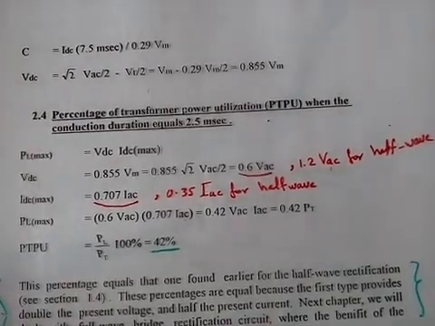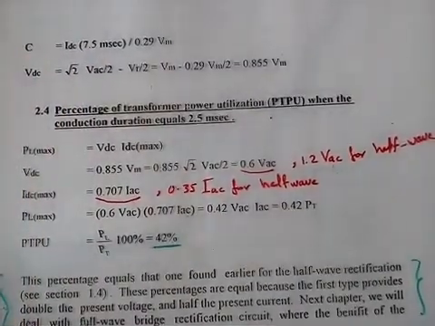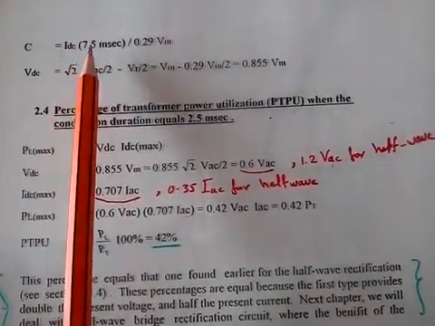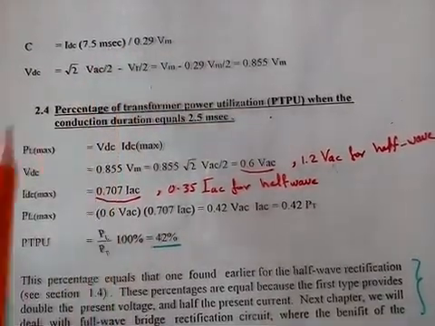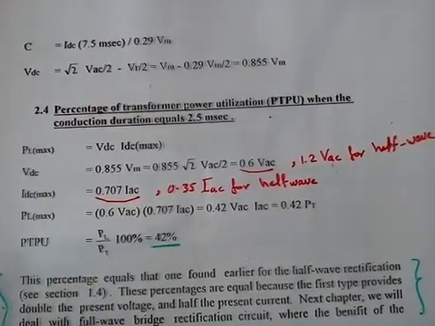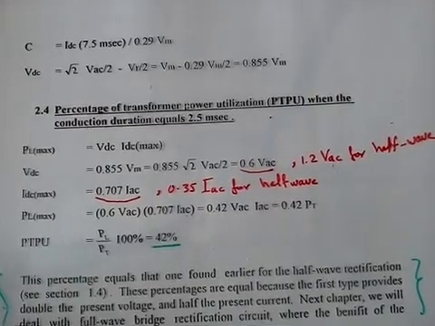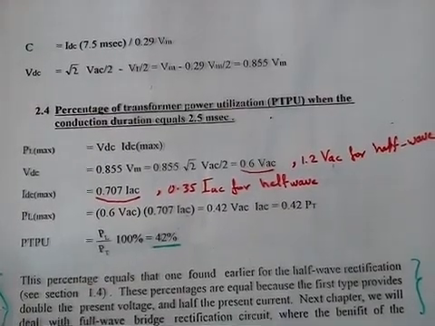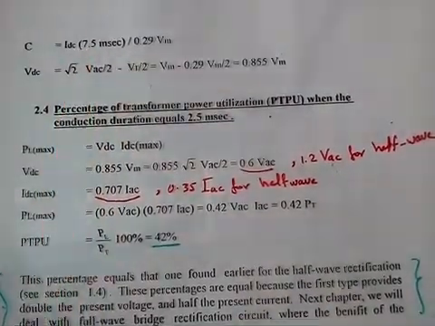Okay, so that means when you are operating at 50 Hertz, C would equal IDC multiplied by 7.5 milliseconds. Like I said, this is 50 Hertz. When you consider the line frequency to be 50 Hertz, the total duration would be 20 milliseconds for a full cycle. Half a cycle would equal 10 milliseconds. And when you deduct 2.5 milliseconds of conduction time out of 10, you get those 7.5 milliseconds.